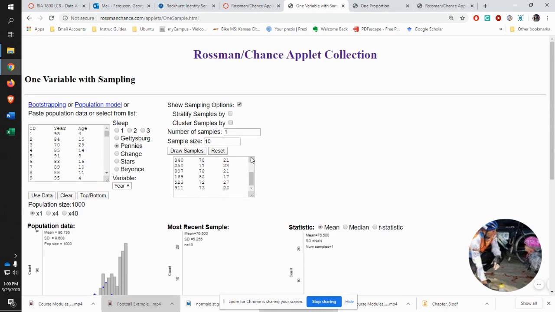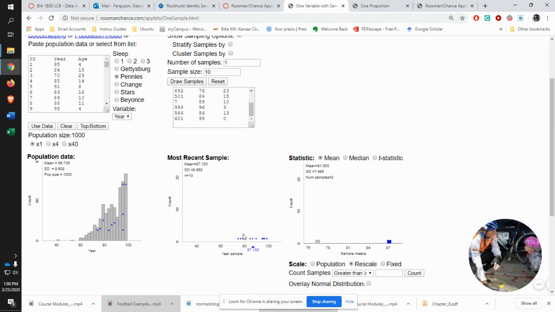Let's draw another sample. We got some that were much more current. The mean was way up here, 1987. Draw another sample. This one, the mean was 82. You can see where each of those pennies were, the years for those pennies. As we keep drawing samples of pennies, you can see that things are starting to change. For the population, the mean is 1986, and you're starting to see some tendencies.